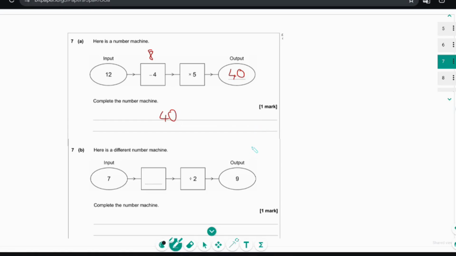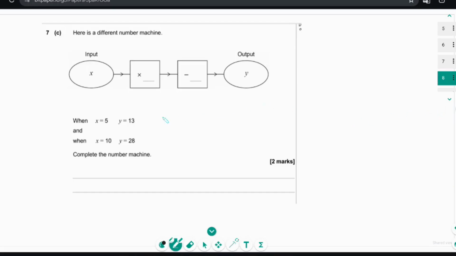Here is a number machine. Complete the number machine. So what operation goes here? I'm just going to go back along through the number machine this way. I'm going to do the opposite, the reverse operation. 9 times 2 is 18. So we'd have 18 here, because 18 divided by 2 is 9. So 7 to 18. Well, you could have 7 times a number, but it's more likely you've gone for plus 11. 7 and 11 is 18. Divided by 2 is 9.